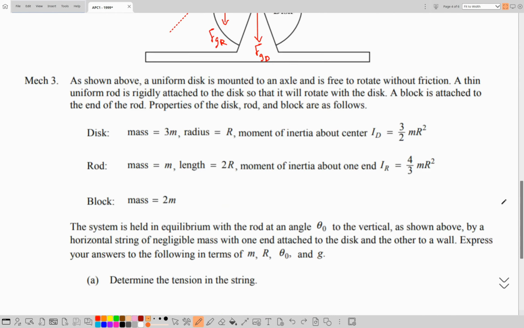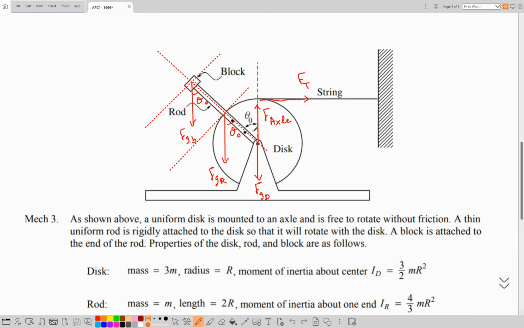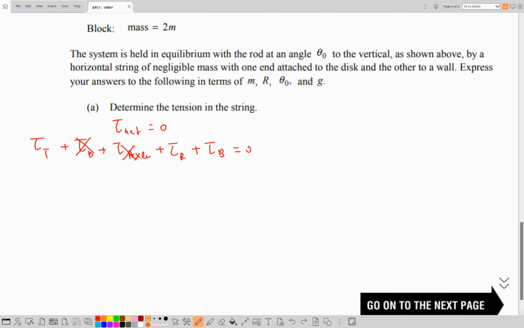Then we need to apply the condition of equilibrium, and let me say that the net torque is equal to 0, and that is because we are at equilibrium. What are the forces? We have the torque produced by the tension plus the torque of the pull of gravity of the disk, let me say tau d, plus tau of the axle, plus the tau due to the rod, and the torque produced by the block, that would be equal to 0. Now we can directly eliminate the disk and the axle torques, simply because the pull of gravity of the disk and the axle reaction pass through the axis of rotation. Then we're left with these three.